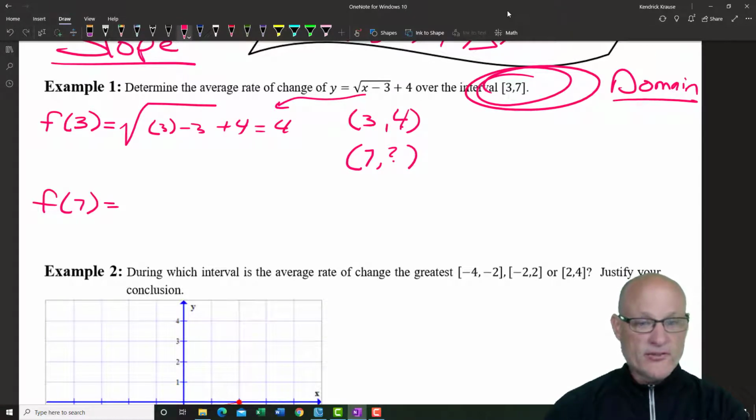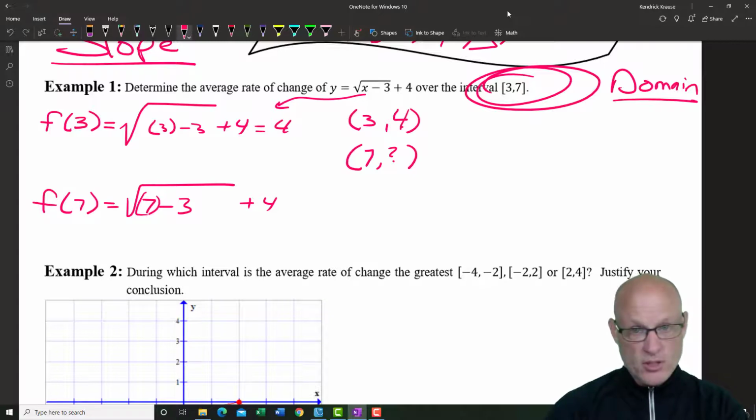So now we're going to plug in a 7. And I kind of made it nice for you. 7 minus 3 plus 4. 7 minus 3 is 4. The square root of 4 is 2. 2 plus 4 is 6. So these are my 2 points.